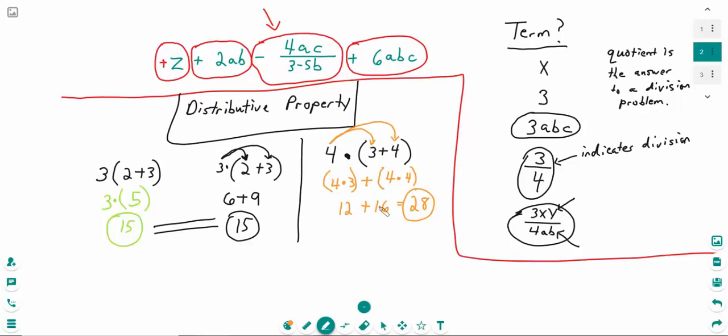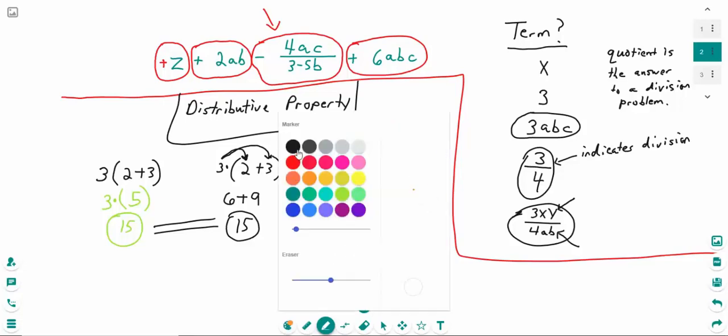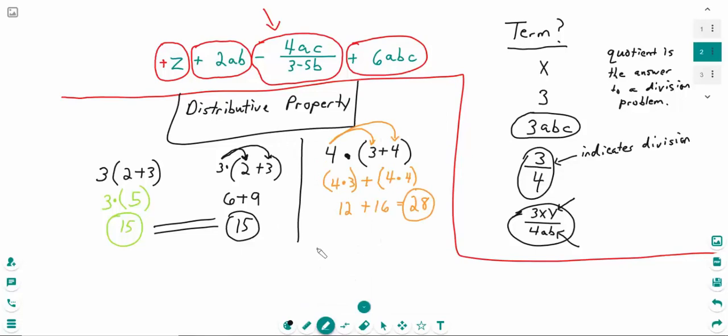And you might say, well, Jim, I find it a lot easier to add the parentheses and then multiply that by the 4. Well, that is true in this case. But what if we don't have numbers in that parenthesis? What if we've got something that looks like this? What if we have y times x plus 2? Something like this.